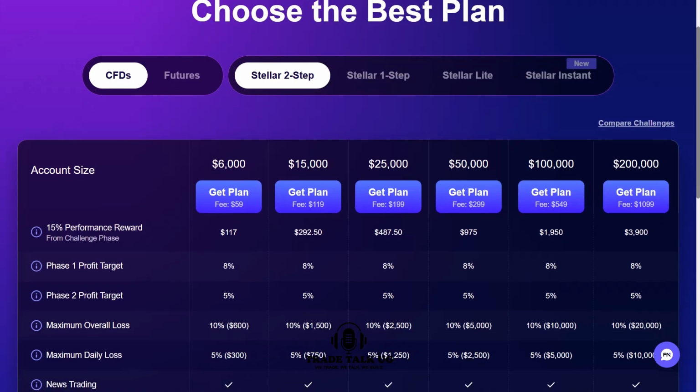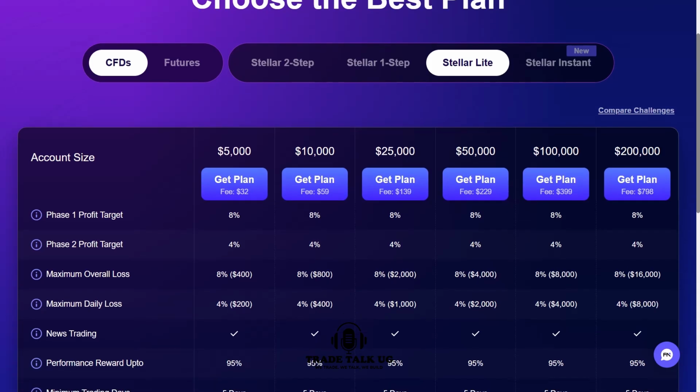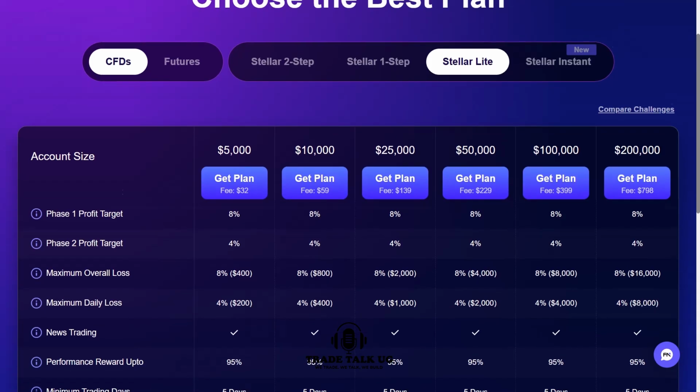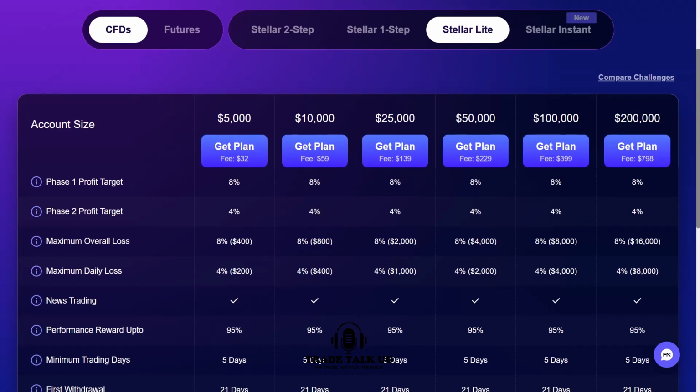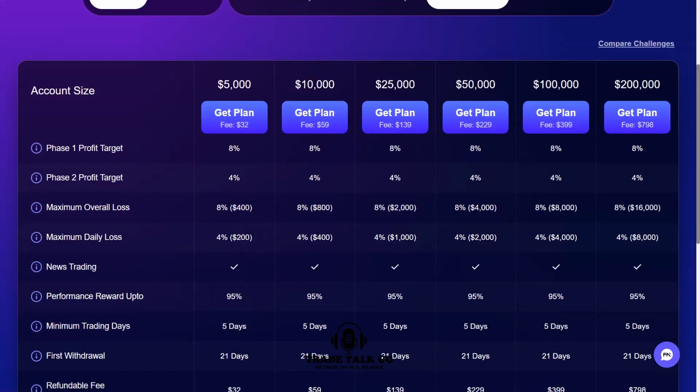So you can see that step 2, I usually use Stellarite. On Stellarite, you can see that an account of $5,000 is for $32, and they want a profit of 8% of 5,000. That is $400.